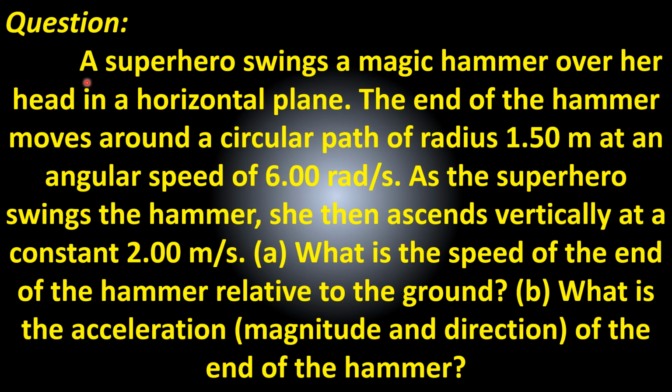The question is, a superhero swings a magic hammer over her head in a horizontal plane. The end of the hammer moves around a circular path of radius 1.50 meters at an angular speed of 6.00 radians per second. As the superhero swings the hammer, she then ascends vertically at a constant 2.00 meters per second.